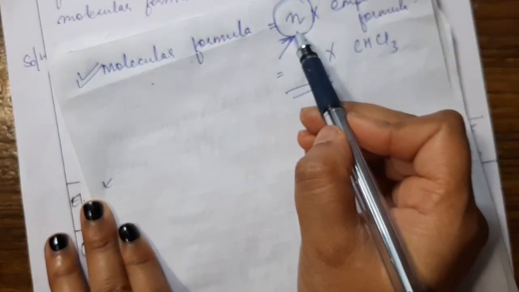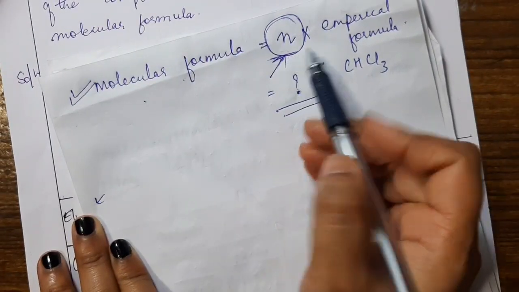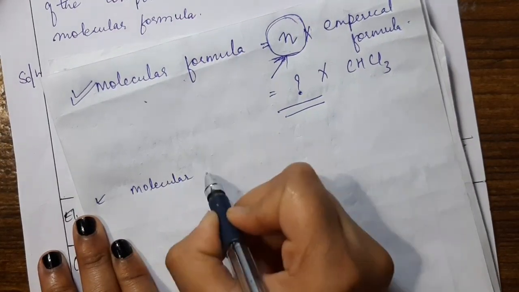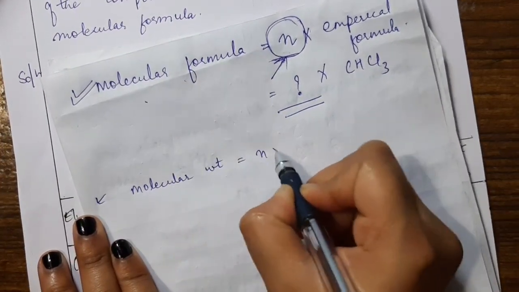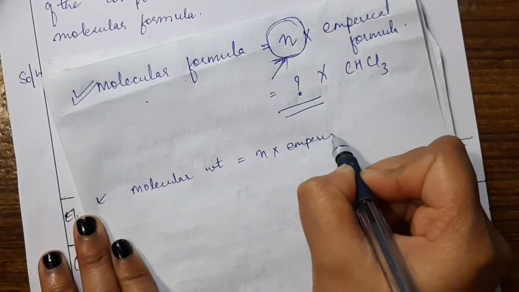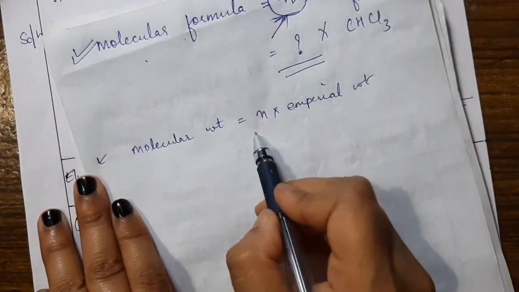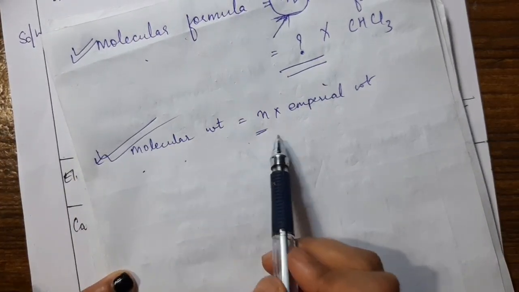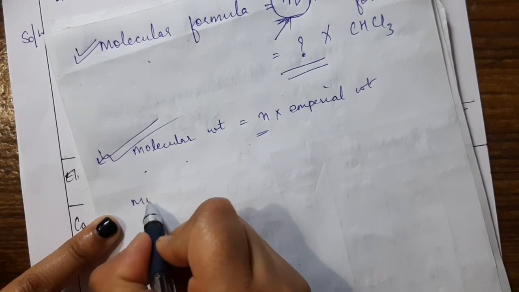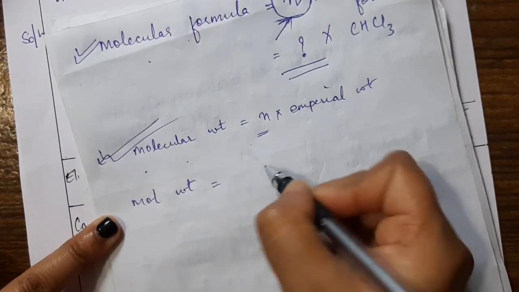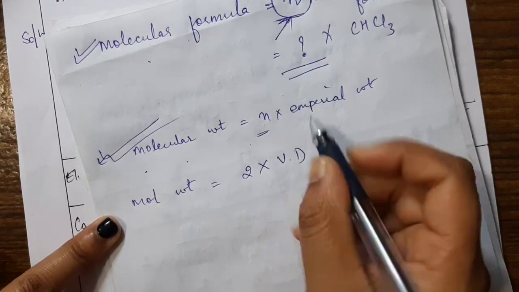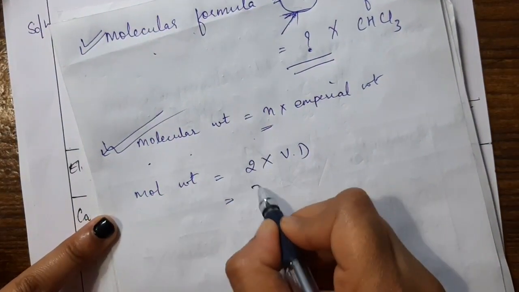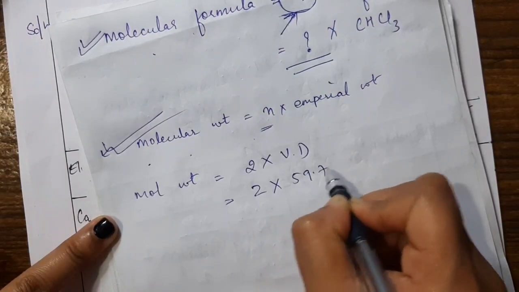So we need to find n. There's another way of finding n. You know, molecular weight is equal to n into empirical weight. So n we will find this way. Molecular weight equals 2 into vapor density. In the question, vapor density is given, so from there we can find the molecular weight, which is 2 into 59.75.